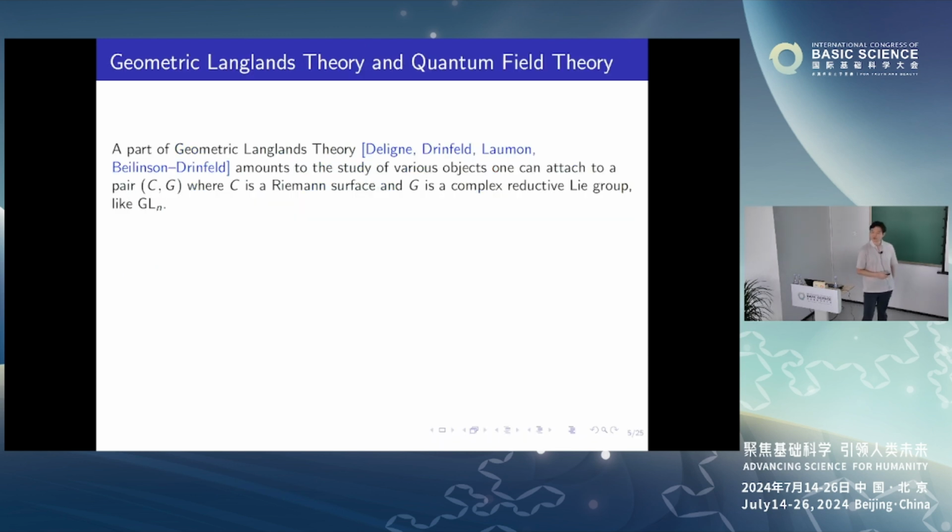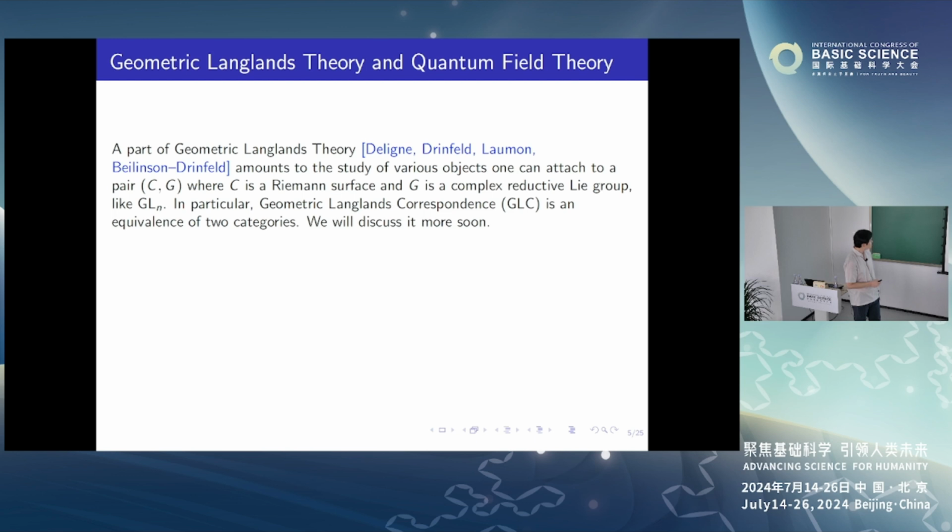Okay, now I want to talk a little bit about geometric Langlands. Geometric Langlands is the study of some objects you can attach to a pair, where the pair consists of a Riemann surface and a complex Lie group like GL_N. And what is usually called the geometric Langlands correspondence is an equivalence of two categories. I'll say a little more about that soon.